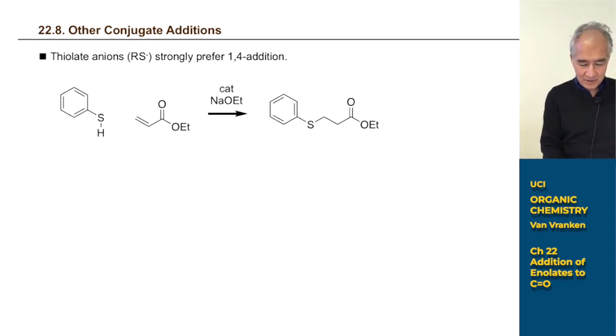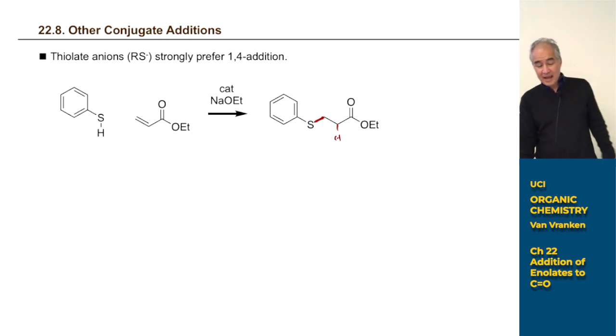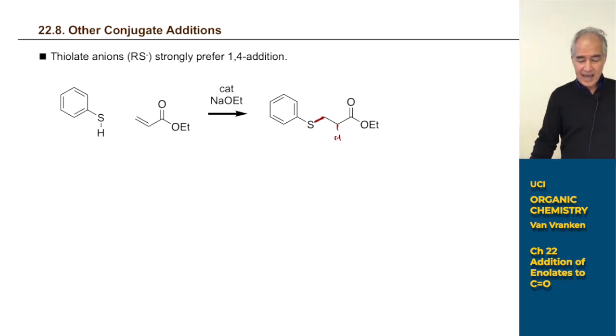Okay, so you can see what's happening here is you're forming a new carbon-sulfur bond, and then the H, you're ending up with a new H over here. So the net effect here is you only need a catalytic amount of the base. And let's go ahead and talk about what's happening if you use catalytic sodium ethoxide or methoxide.